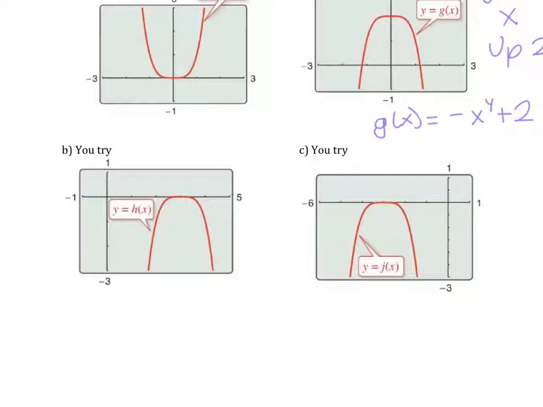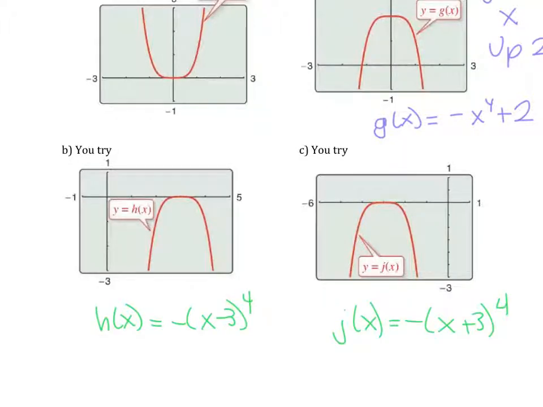So see if you can go ahead and try B and C, write out the equations, pause the video, and when you come back, I'll have the answers for you. Okay, so letter B, you should have gotten negative in the front, x minus 3, right? It's right 3, so it's minus 3 on the inside, and then raised to the 4th power, because it's reflected and right 3. Then this is also reflected, and now it's shifted left 3, so the negative in the front, parentheses x plus 3, all raised to the 4th power.